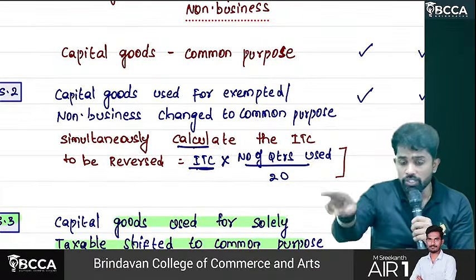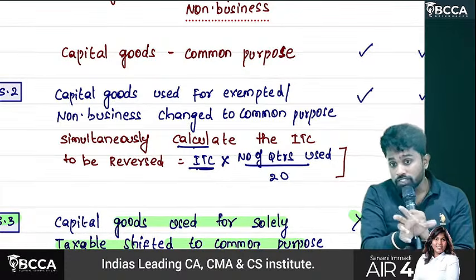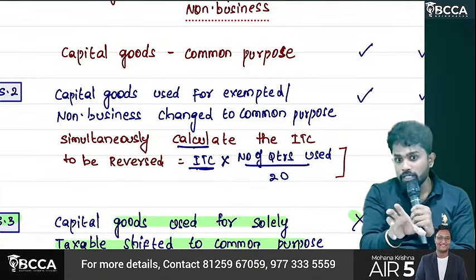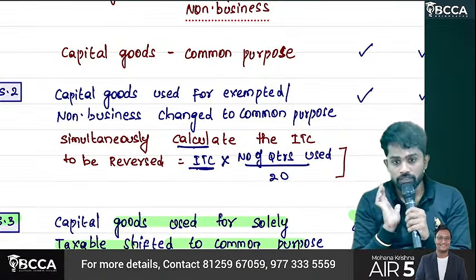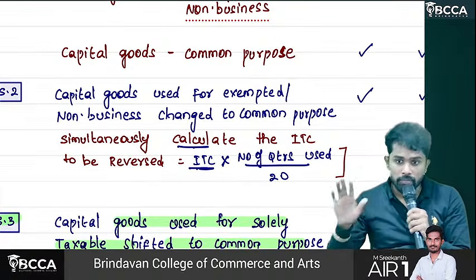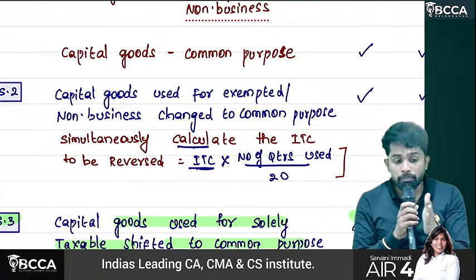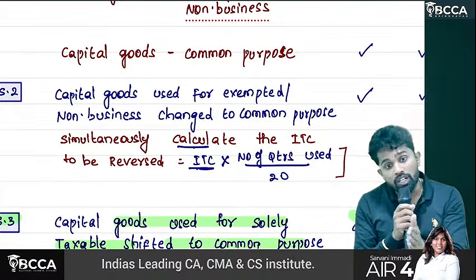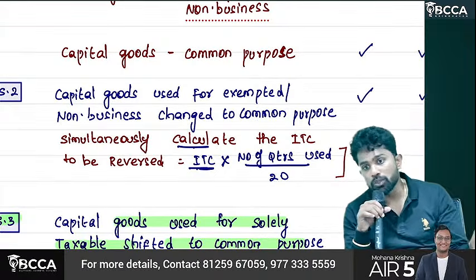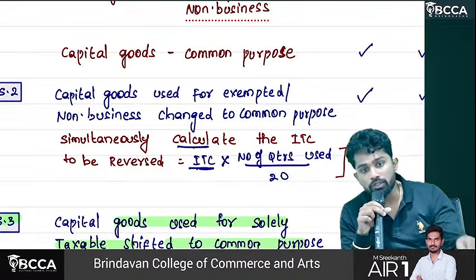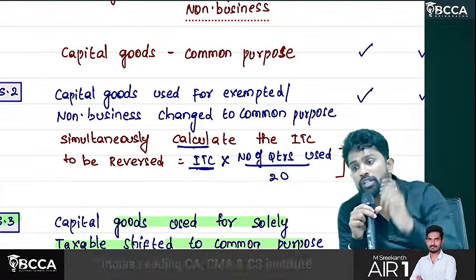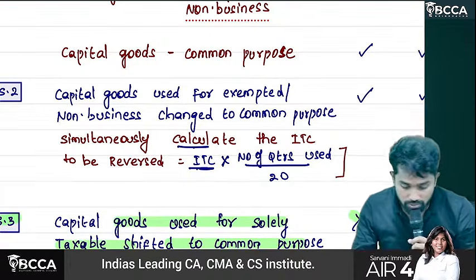Okay, so what we are doing here? It was shifted from exempted purpose to common purpose. Now you can avail full ITC, mark it as A also. But for the period, for the quarters which were already expired, what you have to do? ITC into number of quarters used divided by 20. That part you need to again add to the liability. Okay, this is also done.